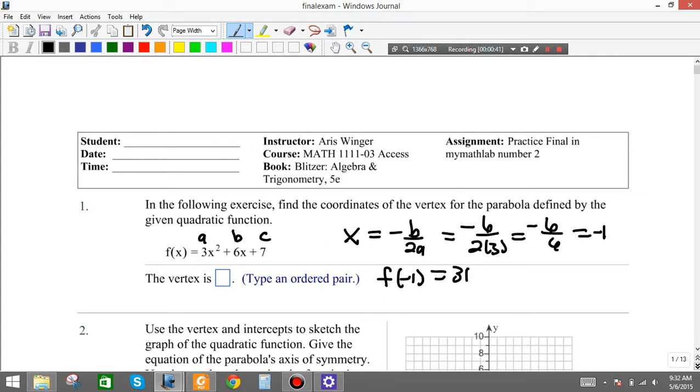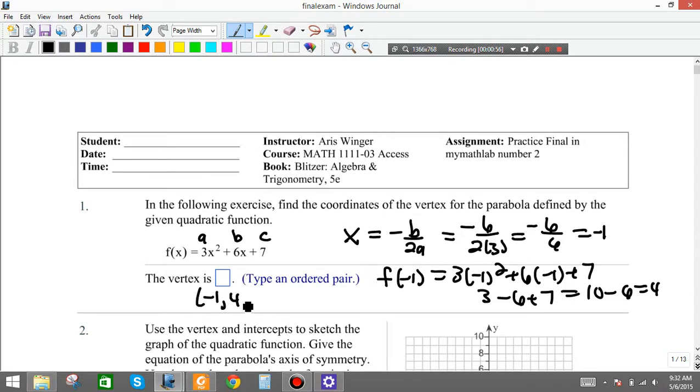This is 3 times negative 1 squared plus 6 times negative 1 plus 7. And doing the math right, this is 3 minus 6 plus 7. This is 10 minus 6. This is 4. The vertex is negative 1, 4.